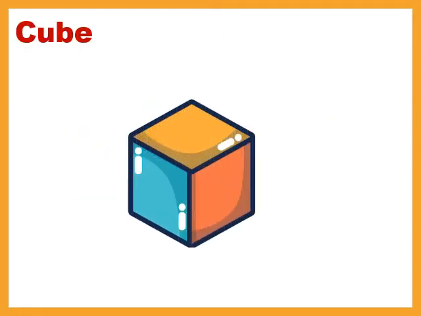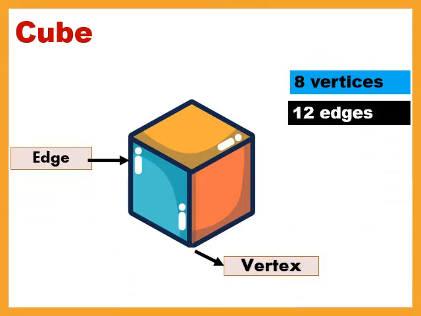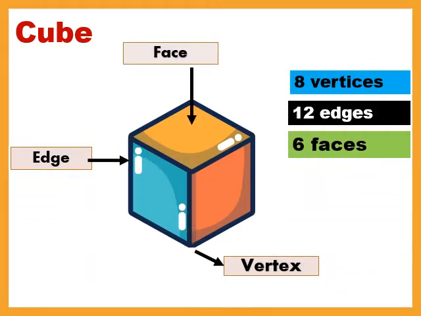This is a cube. A cube has 8 vertices, 12 edges and 6 faces. The examples of cube are dice, ice cube, sugar cube and chalk box.